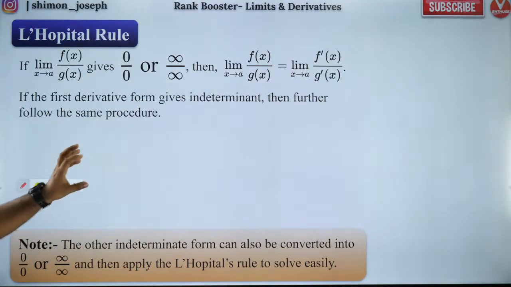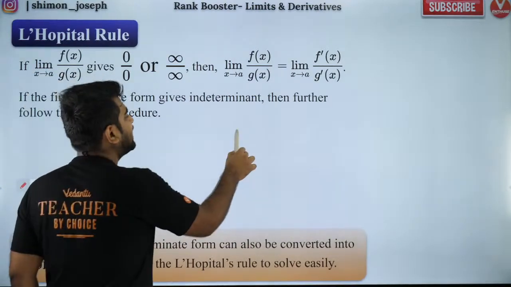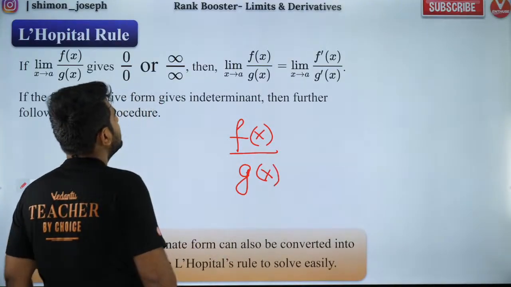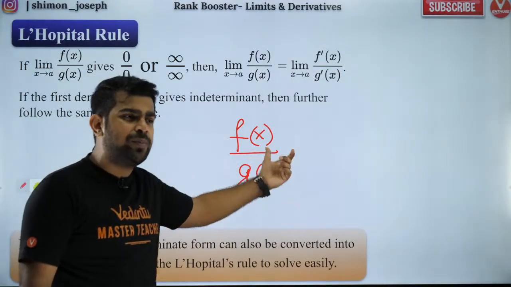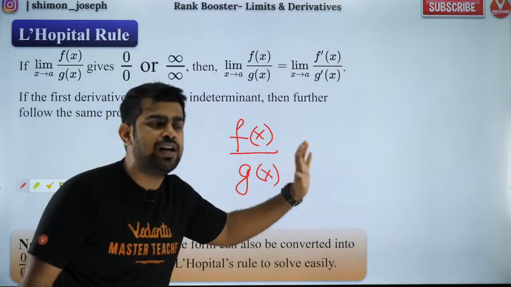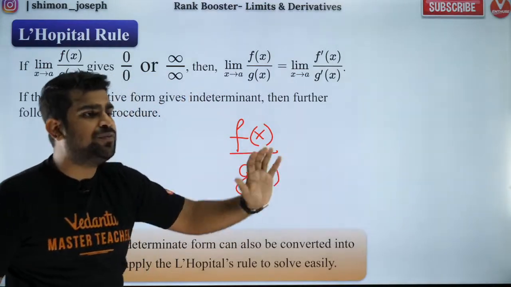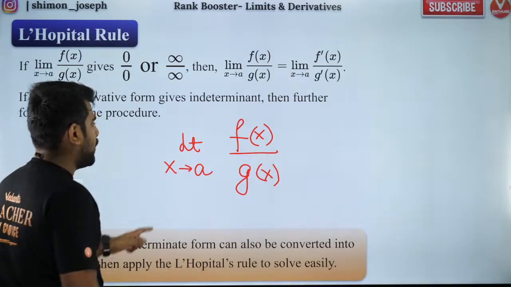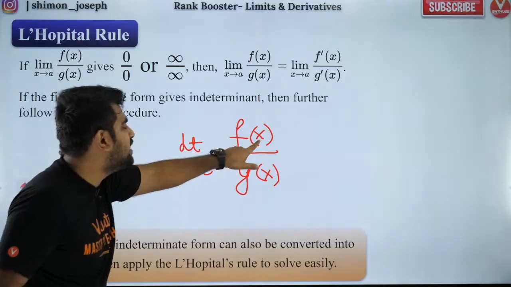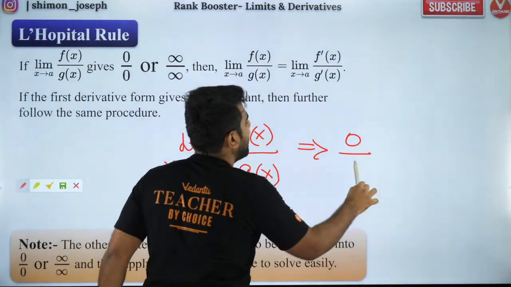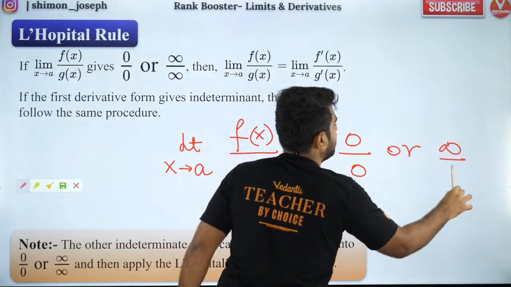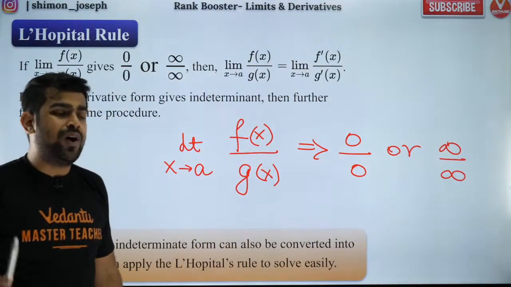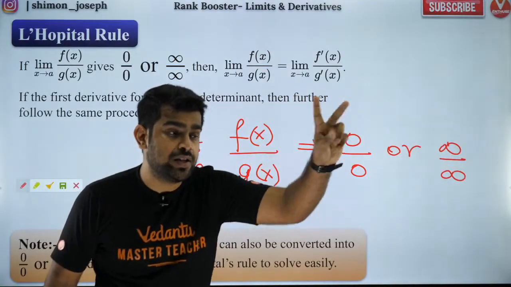You will use L Hospital rule whenever you have a function f of x by g of x. It is not necessary that they have to be polynomials, so you can't restrict it to a rational function alone. You can do it for any function of the form f of x by g of x, with x tending to a. Now, when I substitute a inside, if it comes out to be 0 by 0 form or infinity by infinity form, I can use L Hospital. What are the two instances? Only two instances. Please remember.